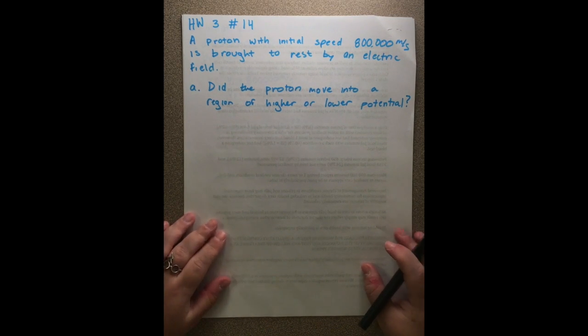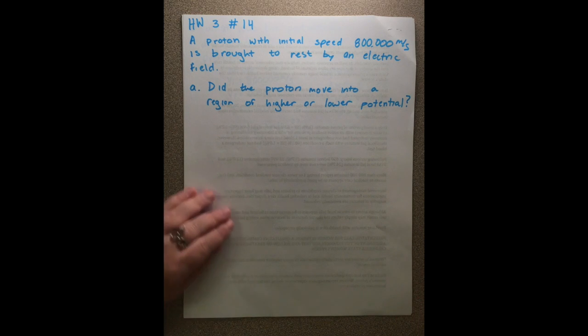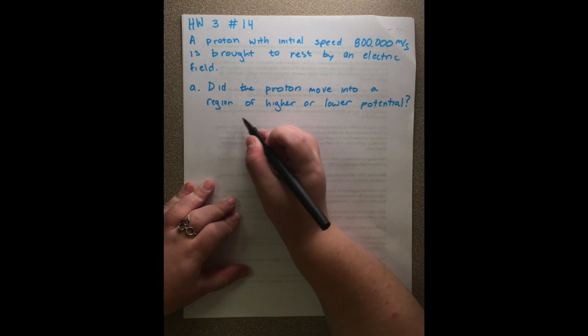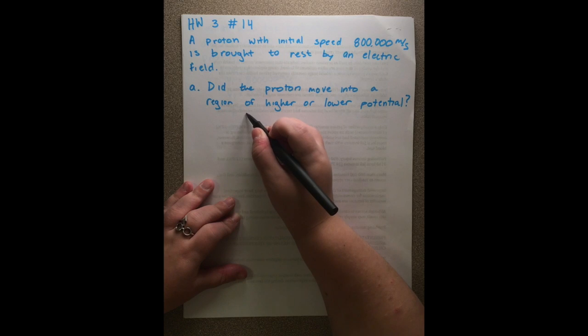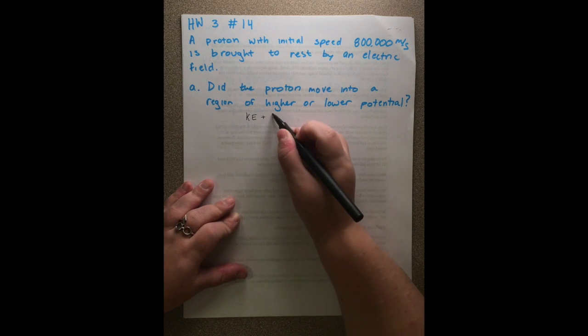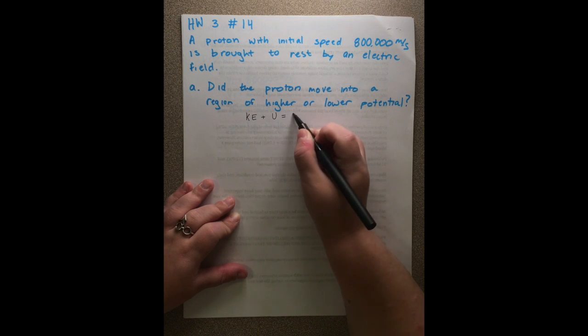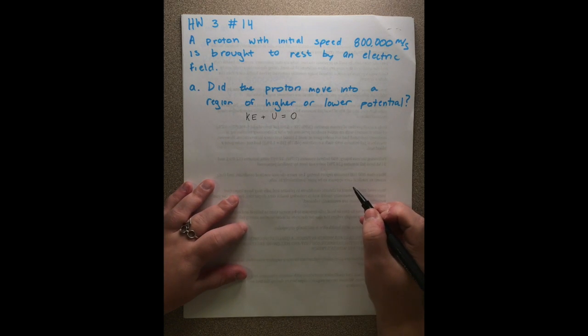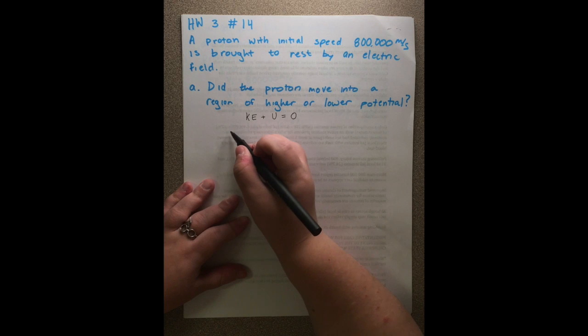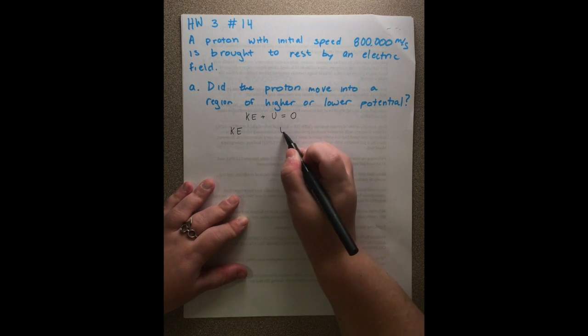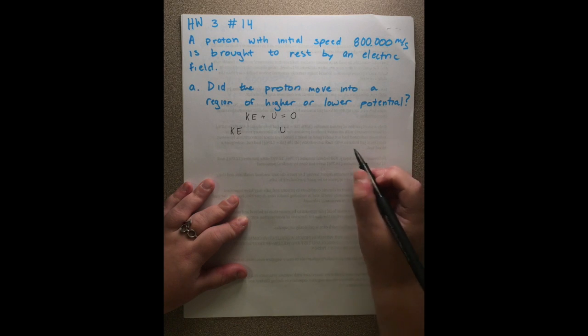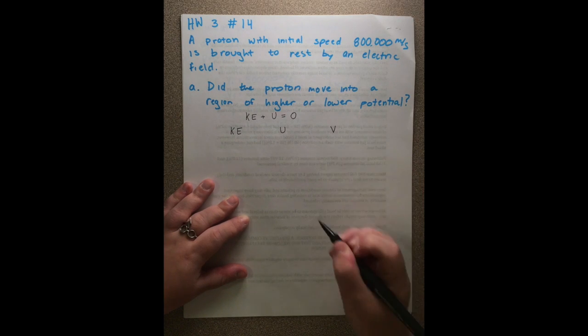To start to answer this question, we need to think about three different equations. The first is that kinetic energy plus potential energy is equal to 0. Then we need to think about the equations for kinetic and potential energy, as well as electric potential.